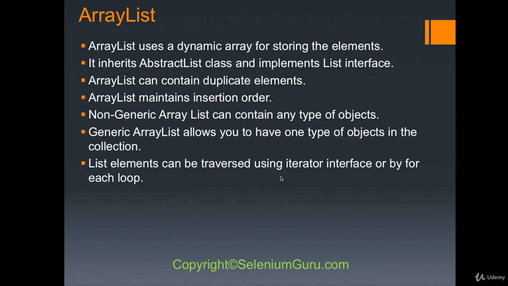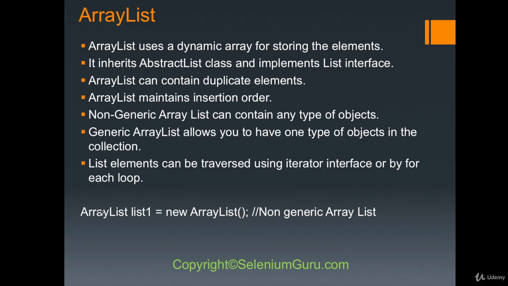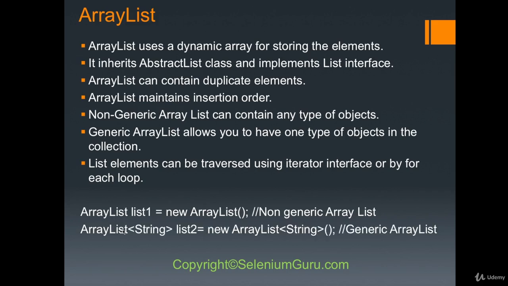List elements can be traversed using the Iterator interface or by a for-each loop. So you can go through the ArrayList using an iterator interface or by using a for-each loop. Let's see how you can create a new ArrayList. Like we saw before, we could do List list1 = new ArrayList, and if you want to create a new non-generic one, you can also do ArrayList list1 = new ArrayList. With the generic one, look at the syntax difference here. You have ArrayList with String in here, and I've named it list2, and you have new ArrayList with a String here. So what you're basically saying is, this list2 only contains string values.